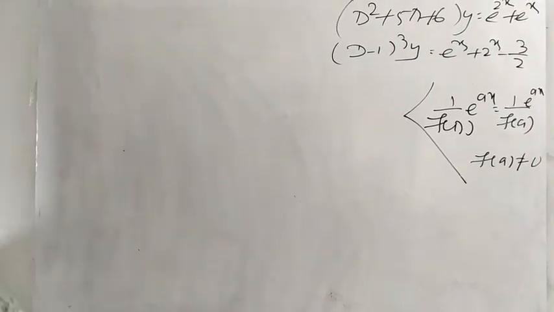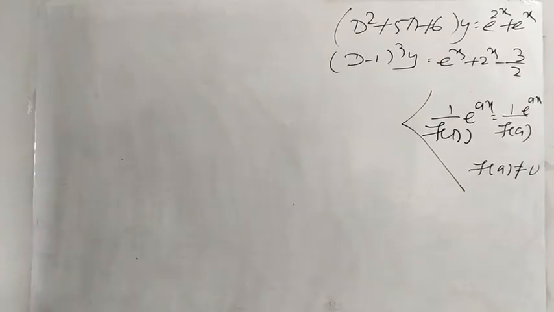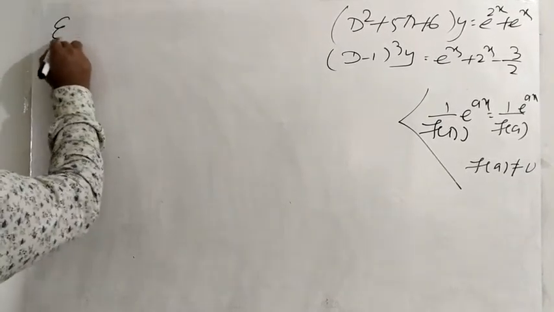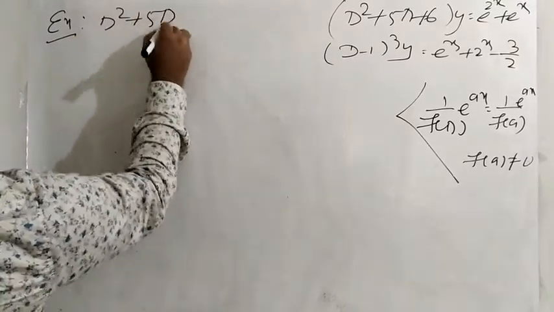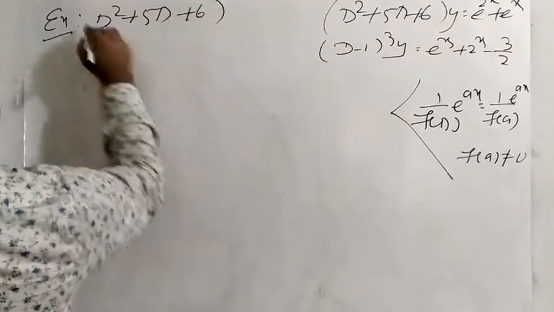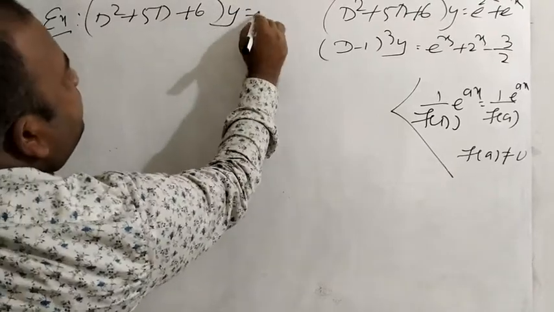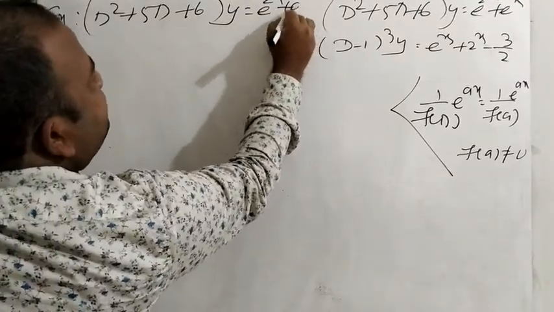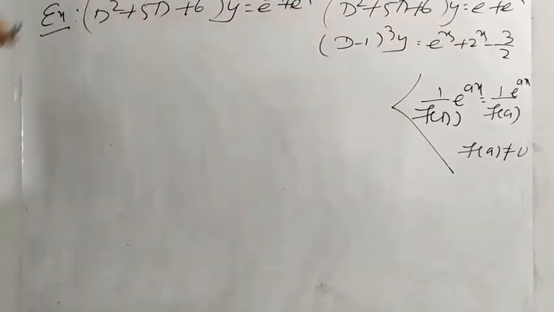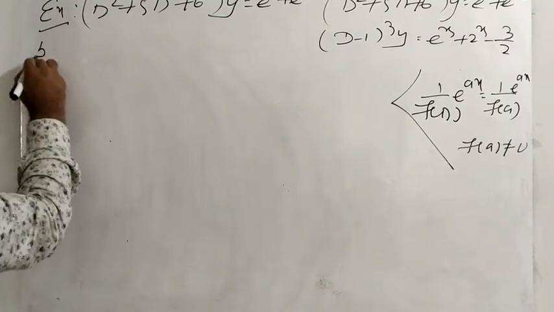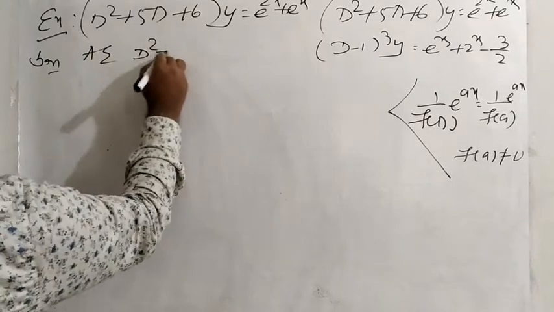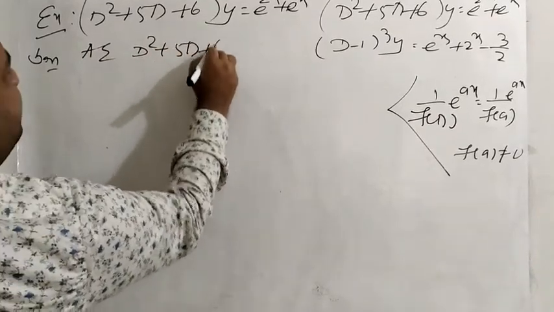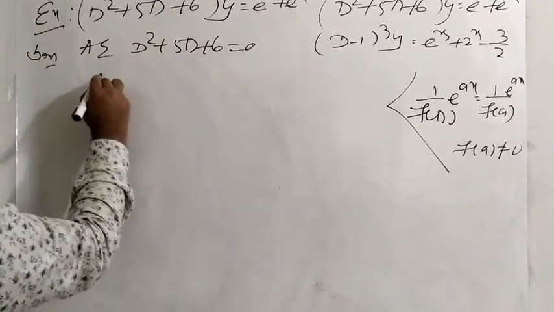Now we will go for the next problem, that is, (d square plus 5d plus 6) into y equals e raised to 2x plus e raised to x. Solution. So what is the auxiliary equation? D square plus 5d plus 6 equals 0.